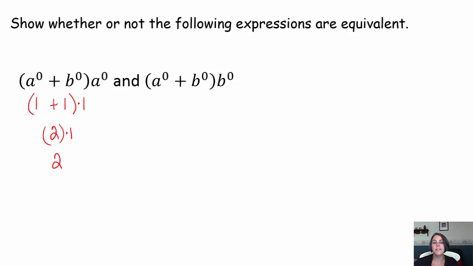So we're hoping that this expression also turns out to be 2. So a to the 0 is 1, plus b to the 0 is 1, keeping my parentheses, times b to the 0 is 1. 1 plus 1 is 2, times 1 is 2. Those expressions sure are equivalent. They both actually are 2.